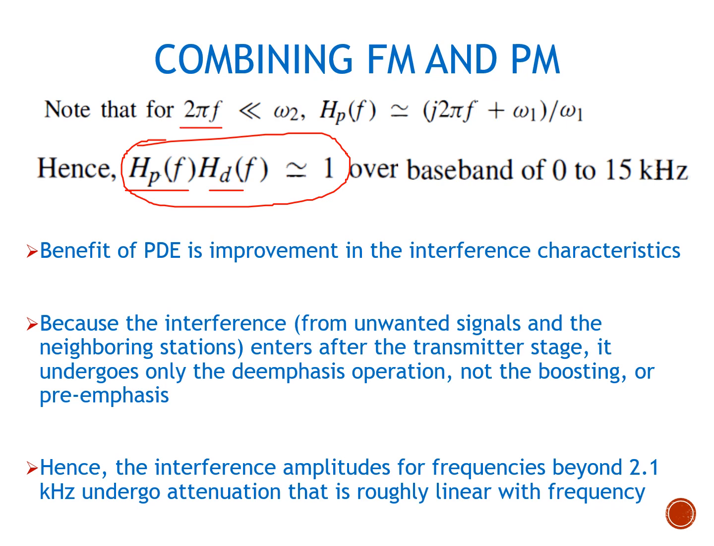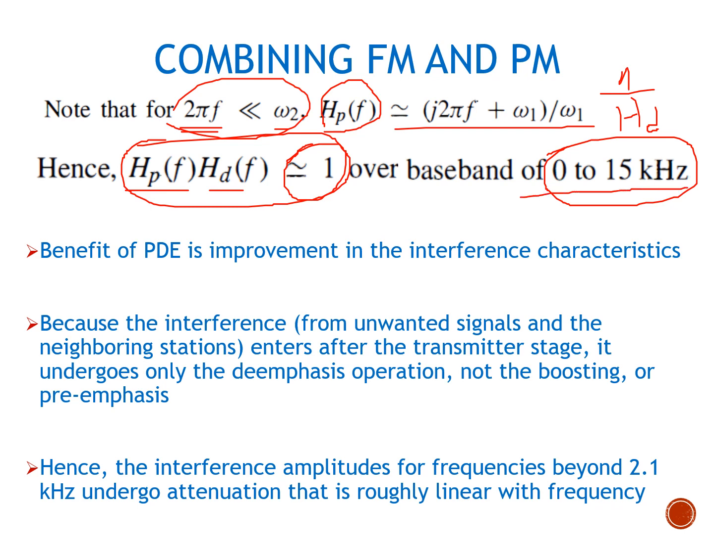Because if at any frequency 2 pi f is much less than omega 2, we will see that the pre-emphasis circuit in this region has this expression. This expression is exactly the opposite, 1 over HD, the reciprocal of the de-emphasis circuit. So when we multiply these two, we get a value equal to 1. So overall the transfer function of the system is equal to 1. So the message signal remains the same. However, we have achieved more suppression of the noise through this mechanism. So over a baseband of 0 to 15 kilohertz, which covers all the audio signal, the response of the complete transfer function, which is the product of the two transfer functions, is equal to 1.